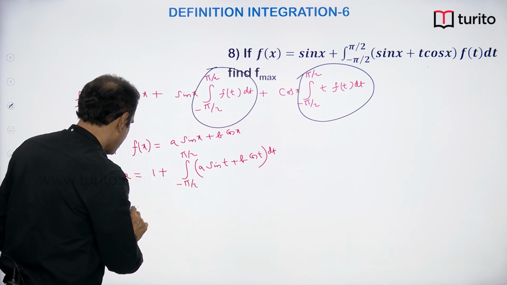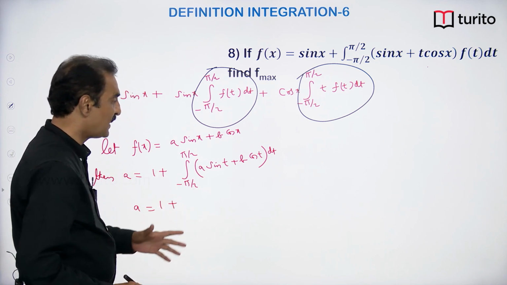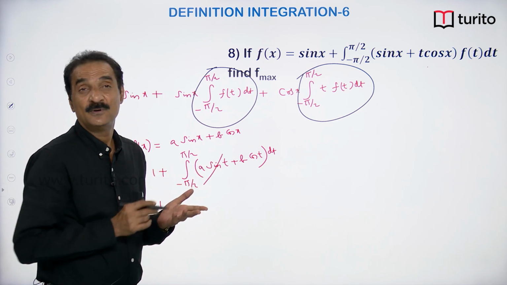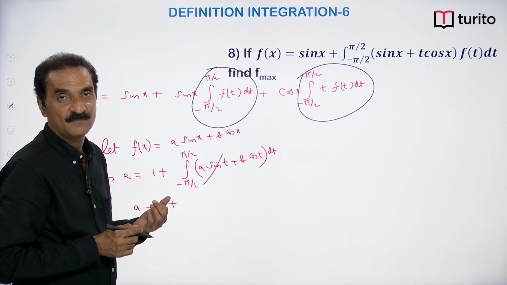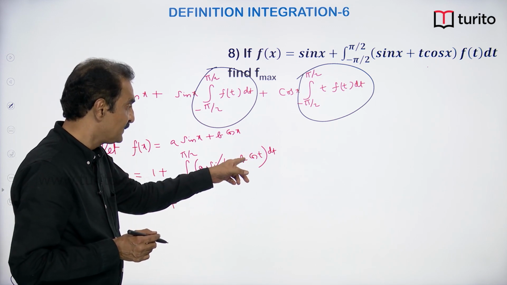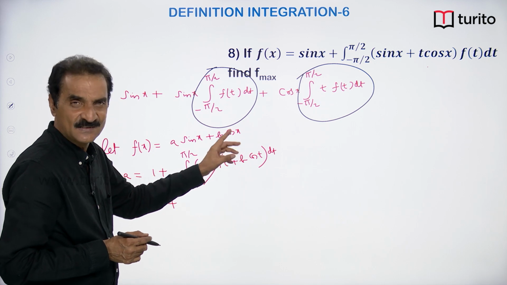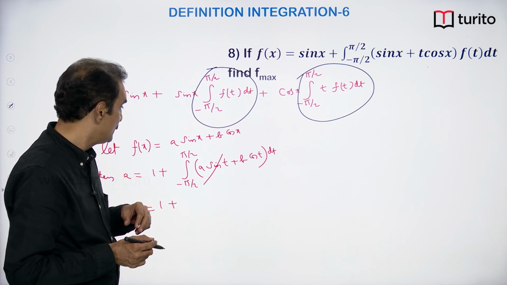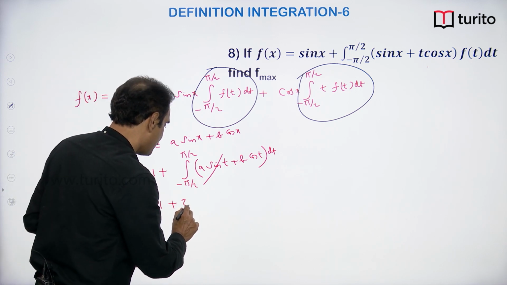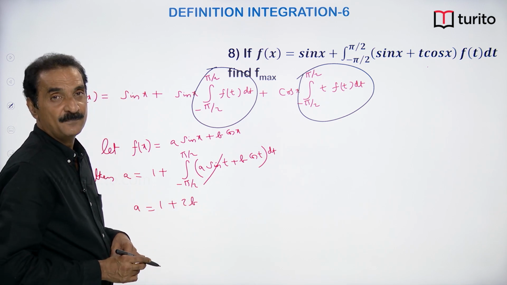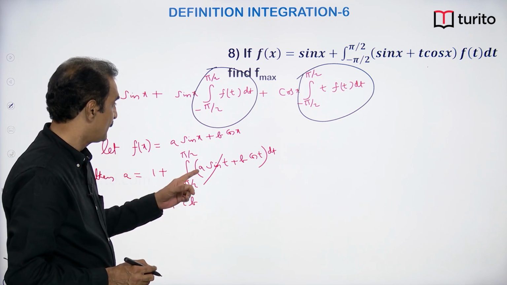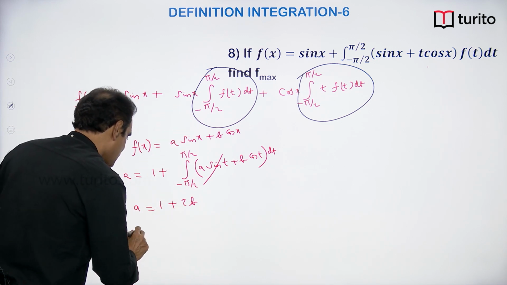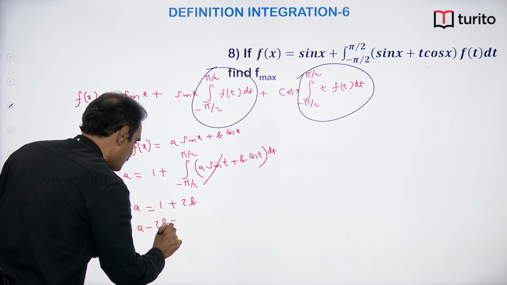Now, calculating, a is equal to 1 plus integral from minus pi by 2 to pi by 2 of a sin t, which will be 0 because sin t is an odd function. Cos t, directly you can write the integral of cos t as sin t, and b sin t, substituting the limits, what you get is 2b. Sin pi by 2, yes, 2b. So we will get a minus 2b is equal to 1.